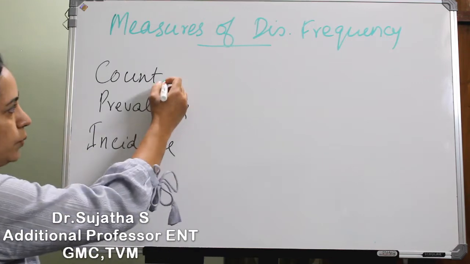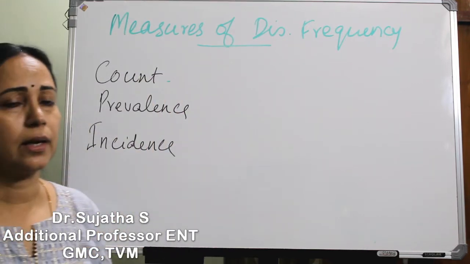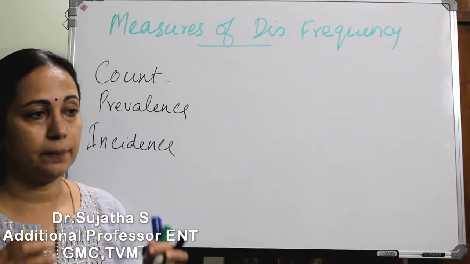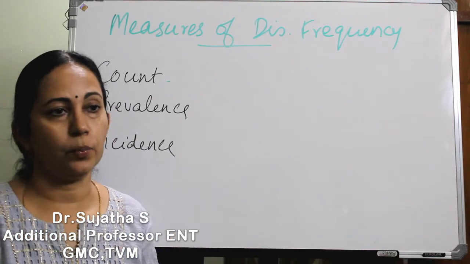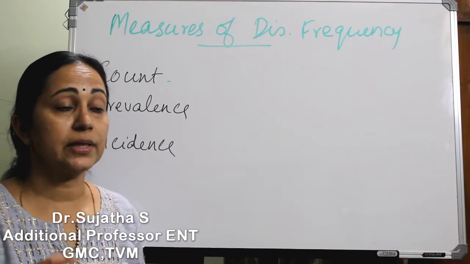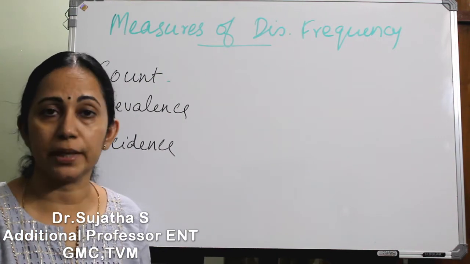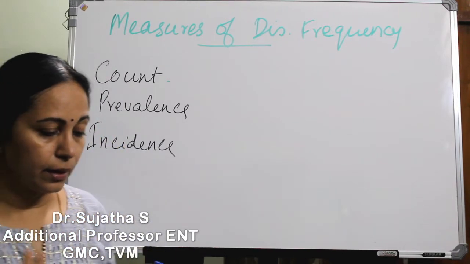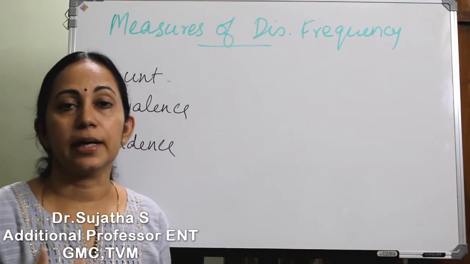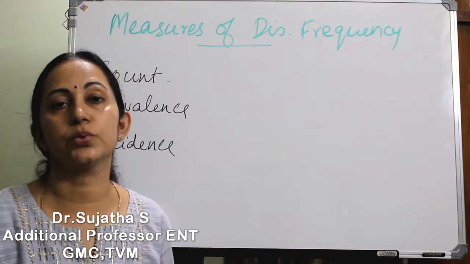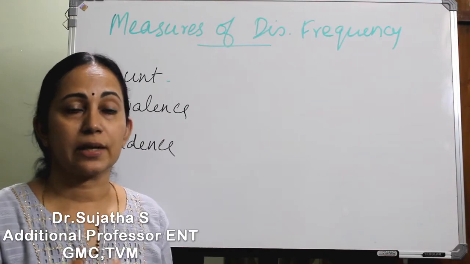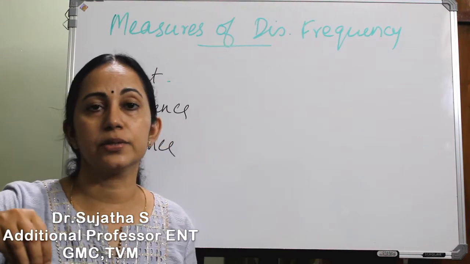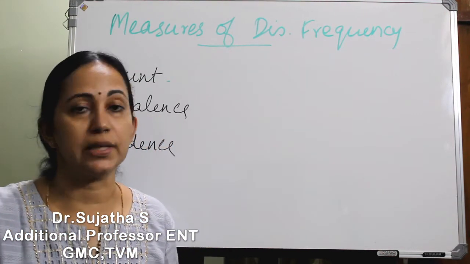Okay, first is count. What is that? Count is used in very rare diseases in a particular community or a population. For example, if it is found that there are 6 cases of meningococcal meningitis in University College of Kerala in 2021, and the surveillance showed that there were no cases of meningococcal meningitis in that particular college for the last 6 or 7 years.